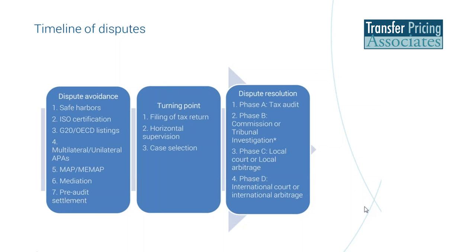All the options listed to the left of the turning point, like filing of a tax return, are covered under dispute avoidance, because they are the precautionary measures available to the taxpayer before the tax returns are received and analyzed by the tax authorities. Timely and efficient adoptions of these measures can increase the taxpayer's chances of avoiding a dispute with the tax authorities upon an analysis of its tax returns.